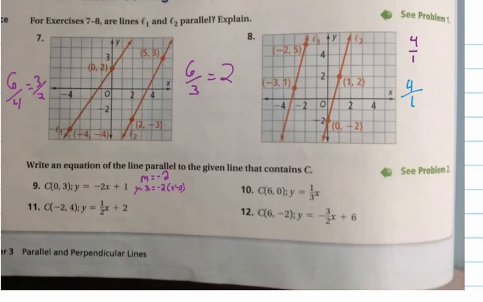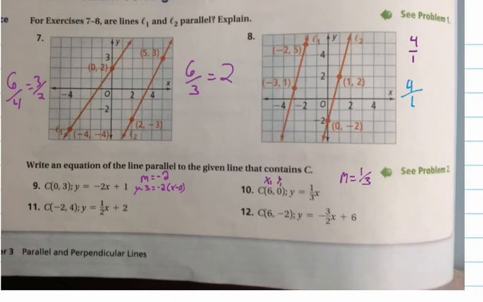Alright, let me do another one with you. Since it is parallel, we use the same slope. Same slope of this line, y equals 1/3. What's the slope of that line? I think 1/3. Yeah, it's that coefficient in front of the x. So my m is 1/3. They give you the point, right? X sub 1, y sub 1 is right there.